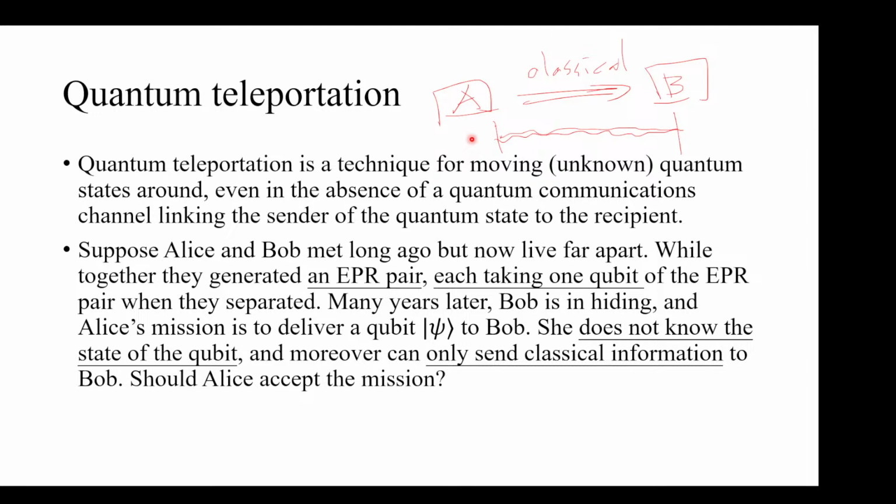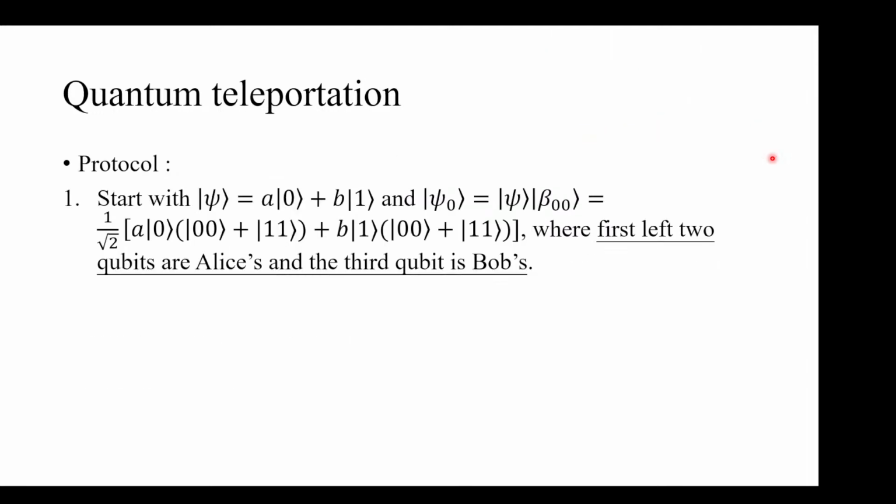Okay, so let's draw the system a little bit. Alice and Bob have shared entanglement, so 1 qubit on Alice, 1 qubit on Bob, and there is actually an extra qubit with the unknown quantum state phi, and at the end of the protocol, this state should appear on Bob's side. Okay, and so let's see what the quantum teleportation protocol is, and it's a bit complicated.